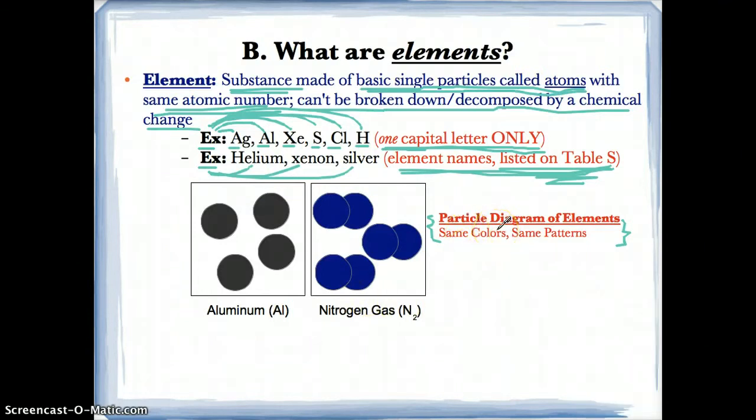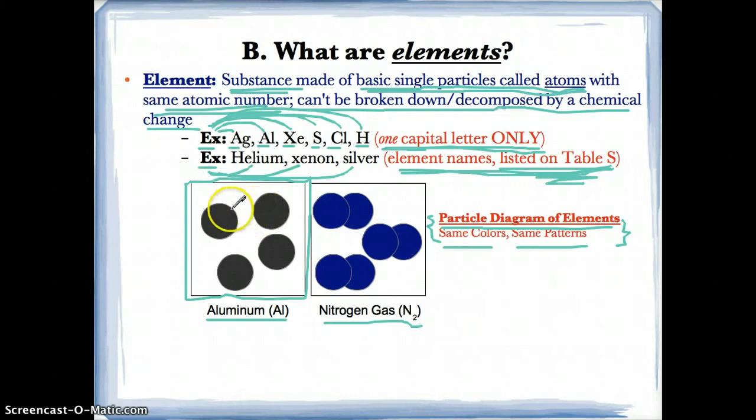The third way you can tell if something is an element is based on its particle diagram. More specifically, if you have the same colors and the same patterns everywhere in the diagram, you know you have an element. So let's look at two examples. We have aluminum, or Al, and nitrogen gas, or N2. With aluminum, we can just look at the particle diagram for a minute and ignore its chemical name and its chemical symbol. Let's just look at the particle diagram first.